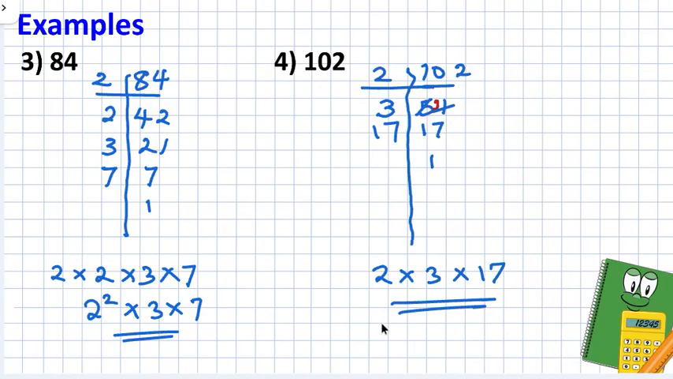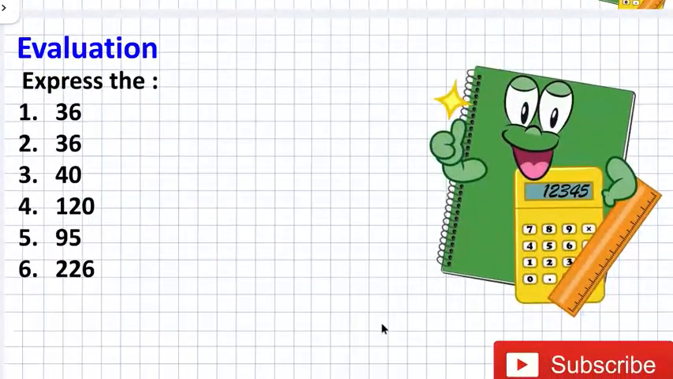So there you have it. This is how we express numbers as products of prime factors. Quite easy, right? So give these questions a shot.